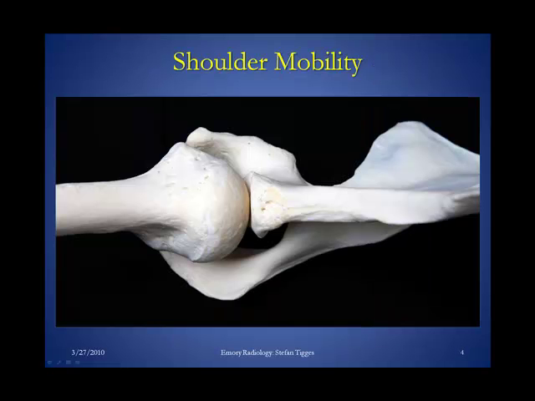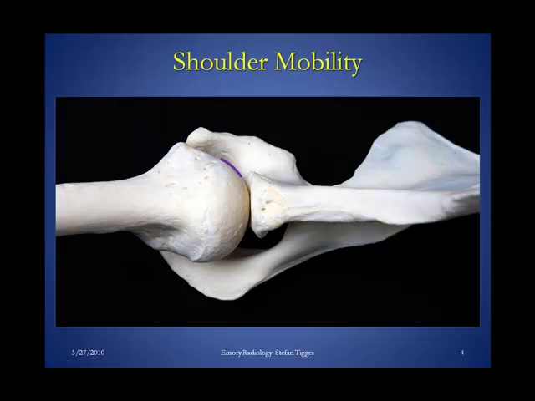The shoulder is the most mobile large joint in the body, which is good because it helps us to be able to manipulate objects in space. There's a downside to that, of course, and that is that the shoulder is the most commonly dislocated large joint in the body. Let's take a look at the anatomy.